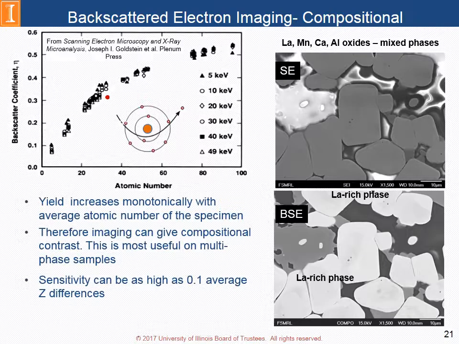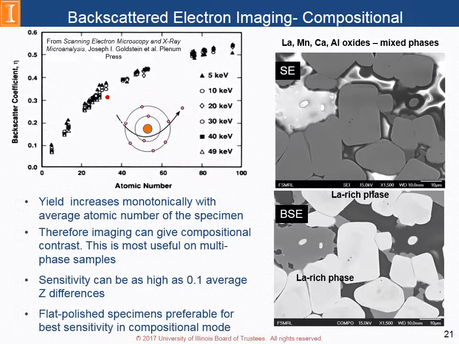Compositional contrast sensitivity in backscattered electron imaging can be as high as 0.1 average Z difference. But please be aware that the surface topography also affects the backscattered electron collection. Therefore, a flat, polished specimen is critical for the best sensitivity in compositional mode.